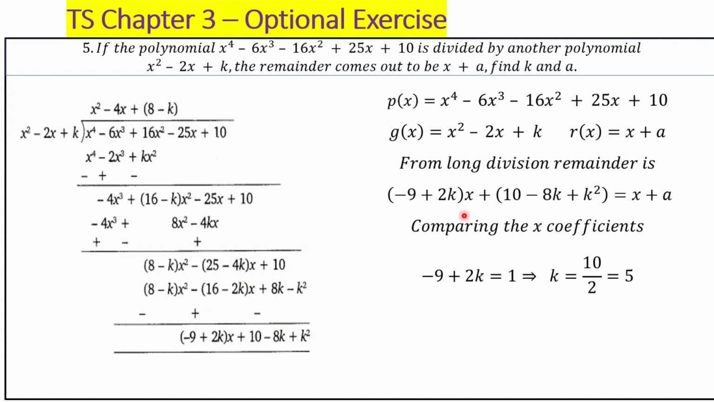From this, you get the k value, which is 5. And you substitute it in this one, 10 minus 8k plus k square equal to a. So you get the a value. a is minus 5. So k is 5, a is minus 5. This is the value. So these kinds of problems also can come. So this is how we will be solving these problems.